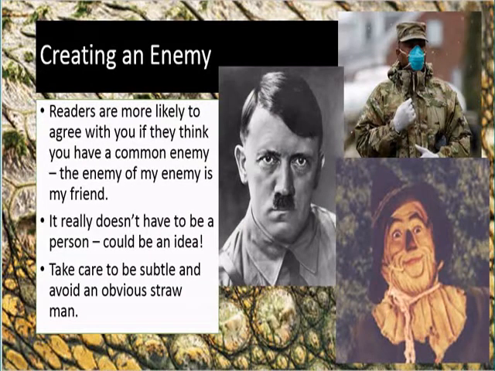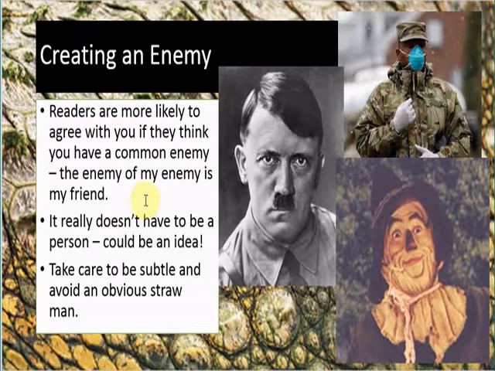The last one that we hadn't covered before from the Faster Croc is creating an enemy. So, effectively, the idea behind this is that readers are more likely to agree with you if they think that you have a common enemy. You might have heard the phrase, the enemy of my enemy is my friend. And by creating a common enemy, it makes everybody agree with the idea that that thing is wrong. So then we're all on the same side of the argument. And if we're on the same side, you might be more likely to agree with me about other things.